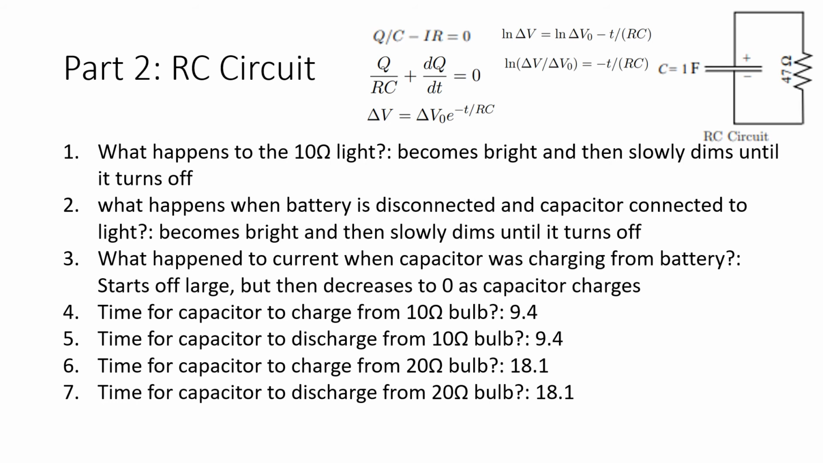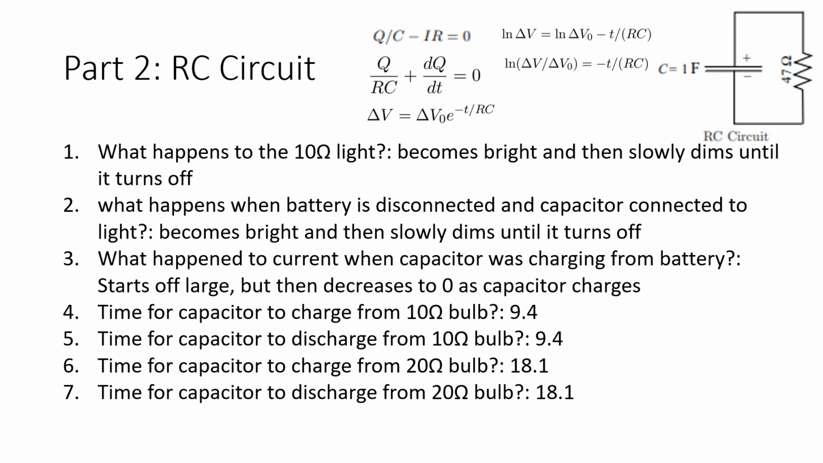Part 2, this is the RC circuit, which means it has a capacitor. The formulas we used are on the top right. What happened to the 10 ohm light when we plug it into the capacitor and there's no battery? Basically, it becomes very bright and slowly dims until it turns off, because the capacitor discharges.